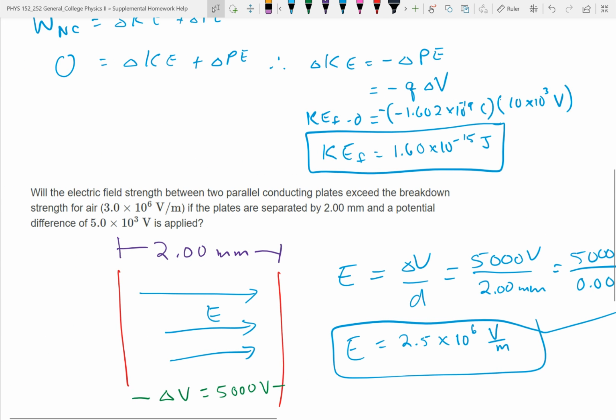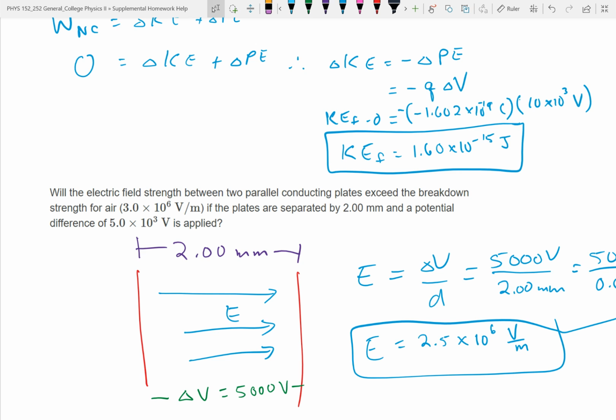Now we go back to the question. Will the electric field exceed the breakdown in air? No. Close, but we're safe.